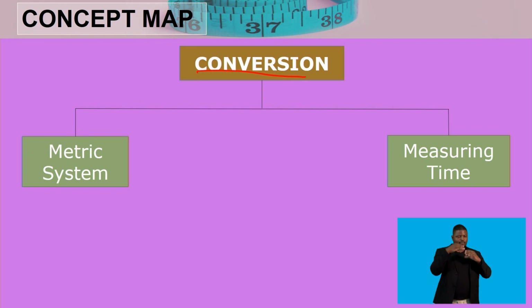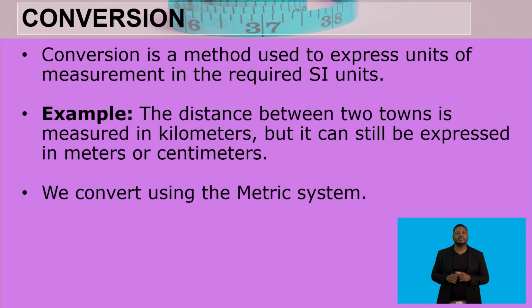Let's continue. Now we are looking at conversion. Conversion is a method used to express units of measurement in the required SI units. An example is the distance between two towns is measured in kilometers, but it can also be expressed in meters and centimeters.